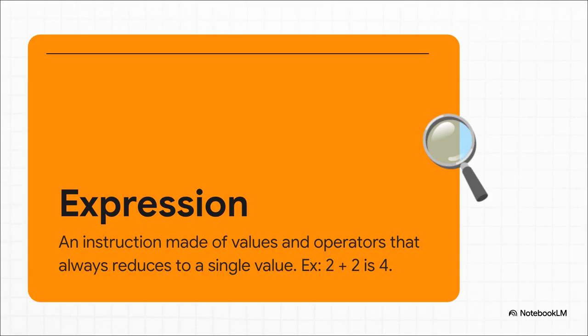The classic example is 2 plus 2. Python sees that, evaluates it, and reduces it all down to the single value 4. This is the fundamental building block of everything else we're going to do. Seriously, all the complex programs in the world are just made up of a bunch of these expressions.